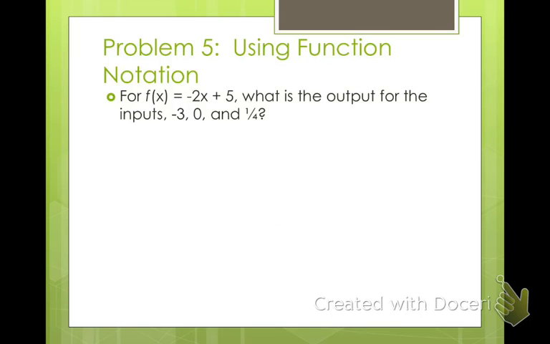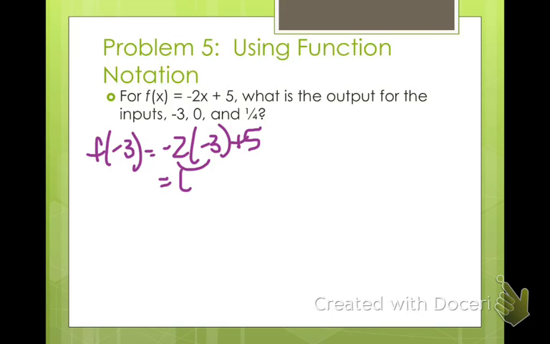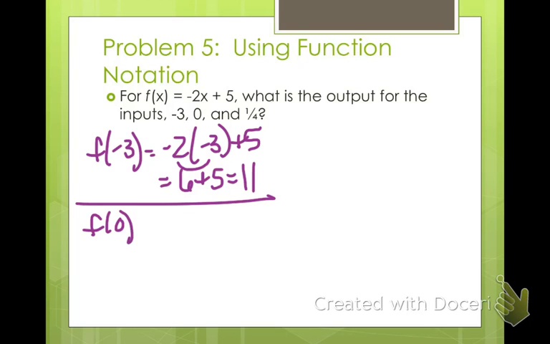So here you go. I want you to evaluate this function for these 3 specific inputs. So I have f of negative 3 equals negative 2 times negative 3 plus 5. Negative 2 times negative 3 is positive 6 plus 5 equals 11. You also need to do it at 0. F of 0 equals negative 2 times 0 plus 5. So we have 0 plus 5, which is 5.